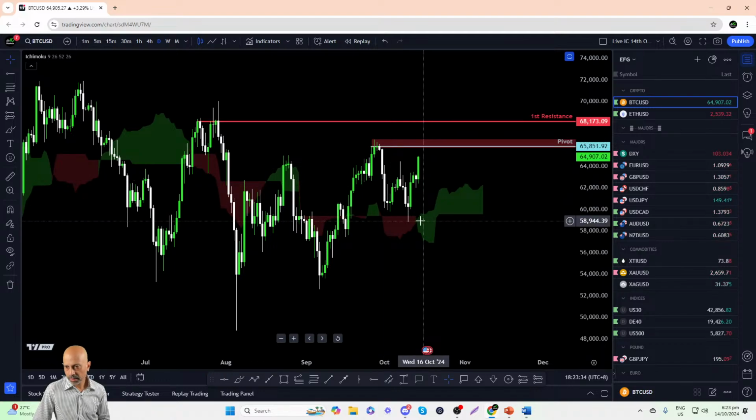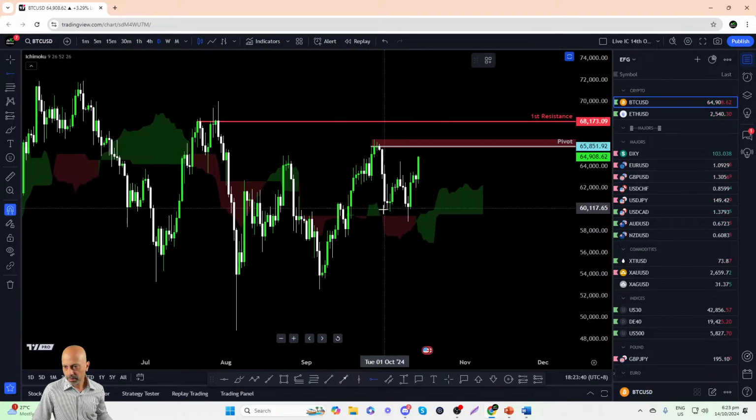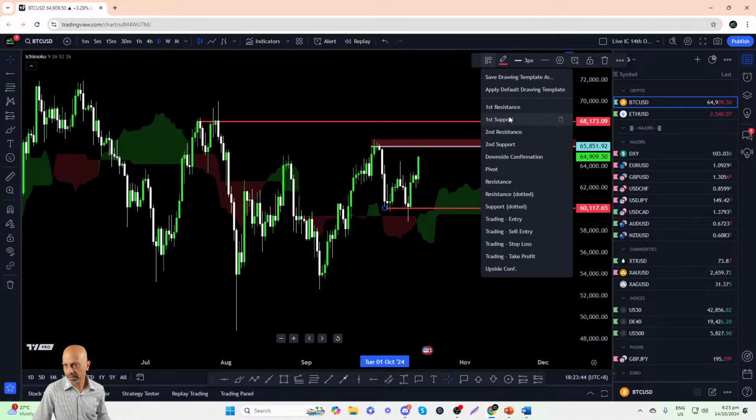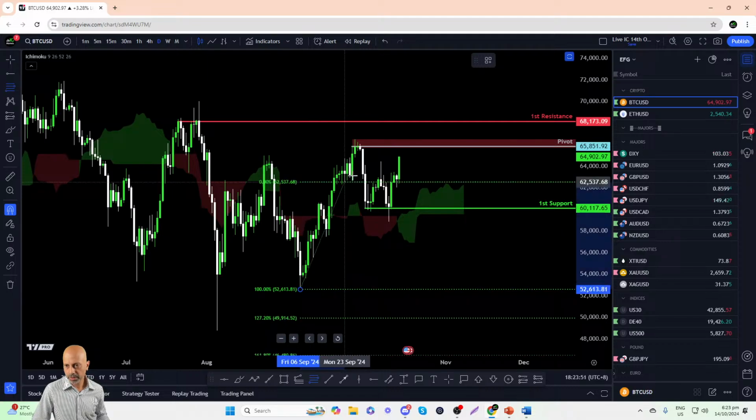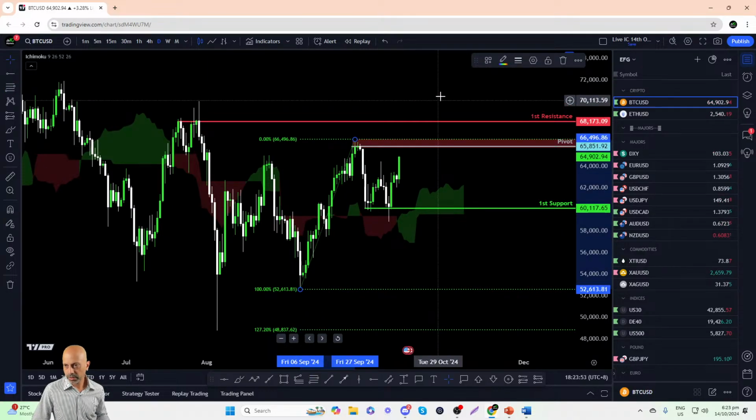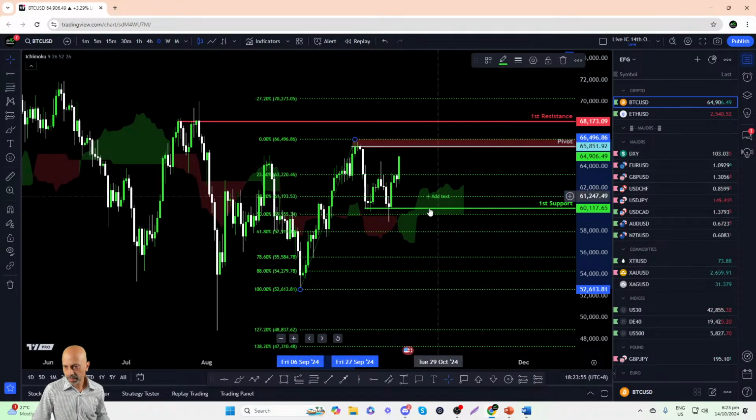Now let's look at support. There's a nice multi-swing low support here on 2nd of October and 10th of October. This is where we can identify the first support for Bitcoin at 60,117. On this uptrend, we can also run a Fibonacci retracement from 6th of September to the 27th of September. Let's take a look at all the fibs. We can see that 50% sits pretty close to the first support, so let's keep that on.